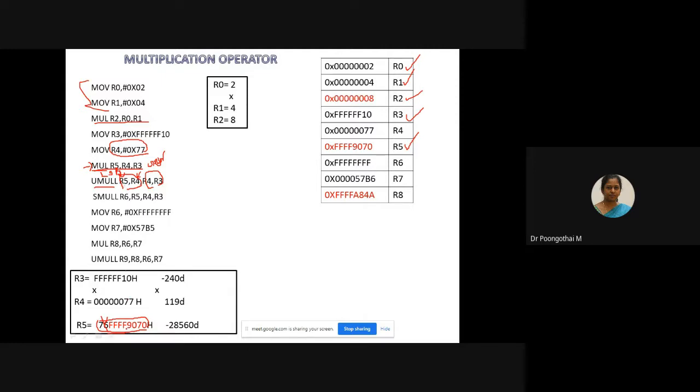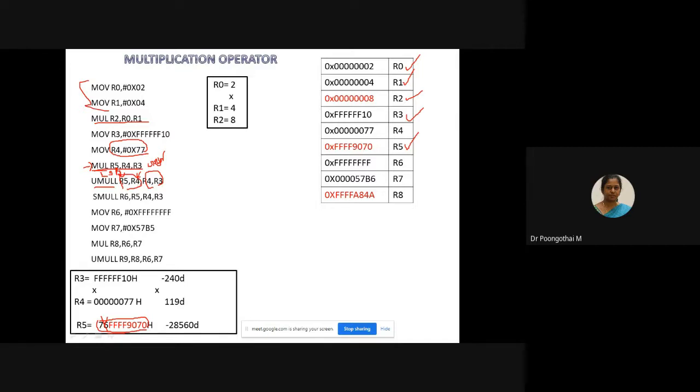Is that clear, students? Yes, ma'am. Okay. So after multiplication, your R4 holds your upper 32 bits. 76 will be held by R4 and the remaining bits will be held by R5.